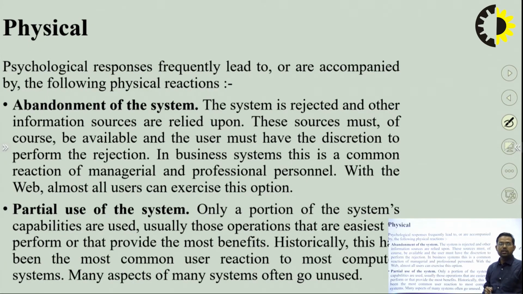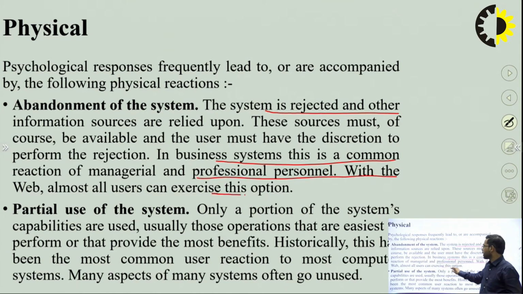Some of the physical characteristics or responses of the users: abandonment of the system. If the system is poor, it is rejected. Information sources are rarely relied upon, and these sources may be available to the user. In a business system, this is a common reaction of managers and professional personnel, with a way almost all users can exercise this option. Second, that is, leave and reject the particular system.